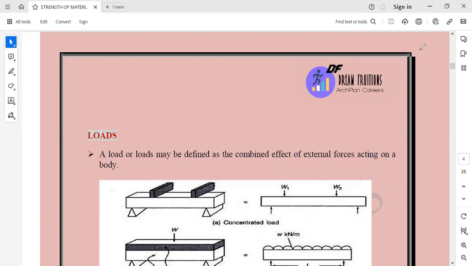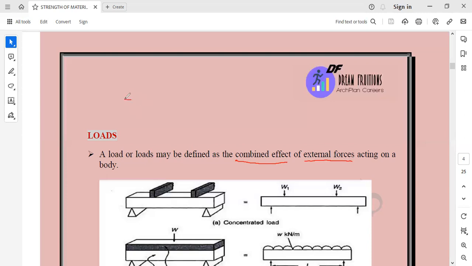Today in this lecture of strength of materials, we will discuss the different types of loads that a structure has to bear. So the loads can be of different types. First of all, we will discuss what a load is. A load is the combined effect of all the external forces that are acting on a body.